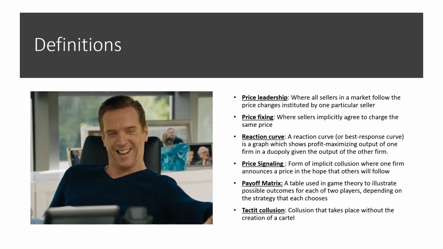We'll also be looking at a few payoff matrices. A payoff matrix is used in game theory to illustrate possible outcomes for each of two players depending on the strategy that each one chooses. And there's tacit collusion, which is collusion which takes place without the creation of a cartel. So all of these things I'll be talking about a bit more as we go through the module, but I just wanted to give you the definitions up front, so when I use those terms I don't have to continually explain them.